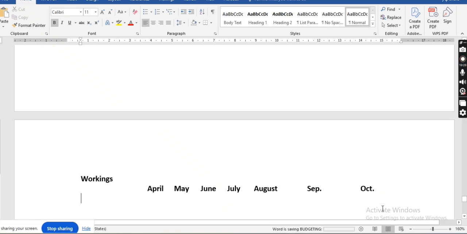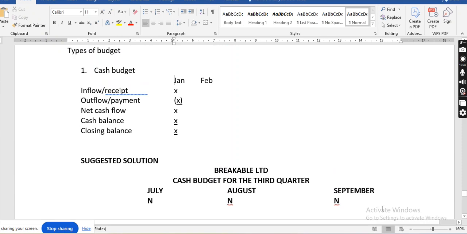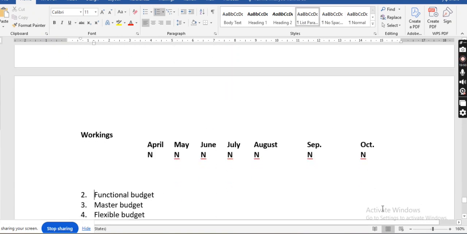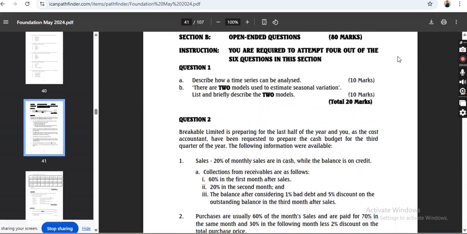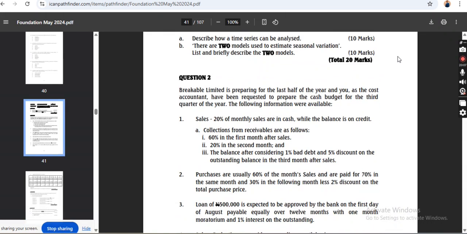Now, let's pick it one after the other. Don't forget, class, your Naira sign to be here. Presentation matters a lot, right? Present your work this way, with your end mark. Now, don't forget the format. Your inflow, which is your receipt, and from the question we are given sales. That is part of your receipt, what comes in, right?